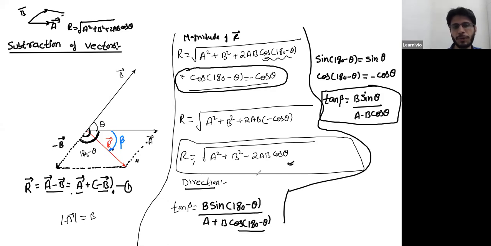As you know, cos 180 minus theta is minus cos theta, but sine 180 minus theta is sine theta. So instead of sine 180 minus theta, I just substituted sine theta, and in cos 180 minus theta, I substituted minus cos theta. So it comes out to be tan beta is b sine theta over a minus b cos theta. Clear, Fatma, now? Yes, sir. Any other doubt, anyone? No, sir.